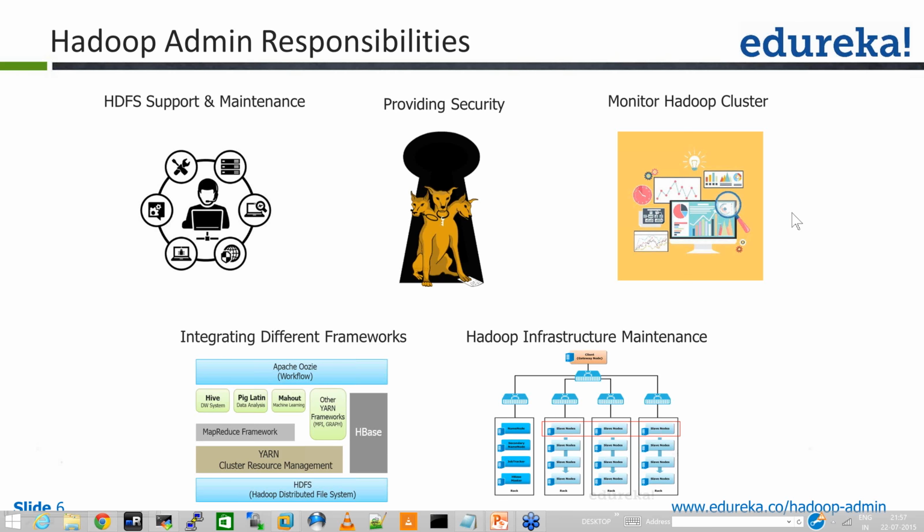How will you navigate the Hadoop distributed file system? And then how will you integrate different frameworks, which is very important when you are integrating Hive, Flume, Sqoop, Mahout, Oozie? How will you integrate different frameworks, and then how will you maintain this whole infrastructure?